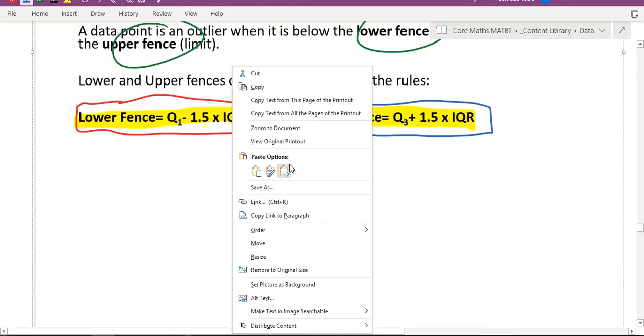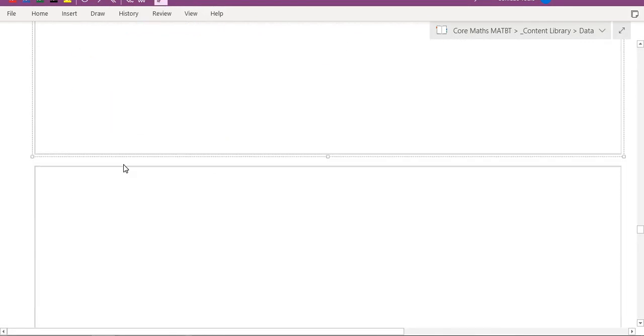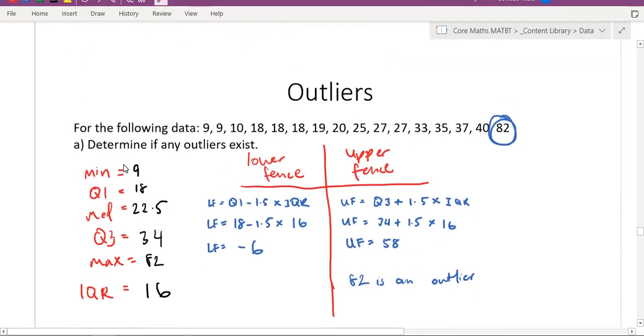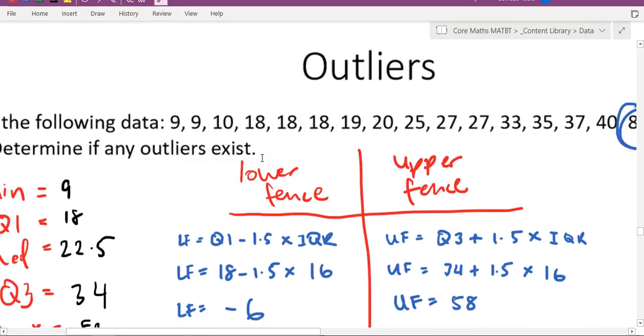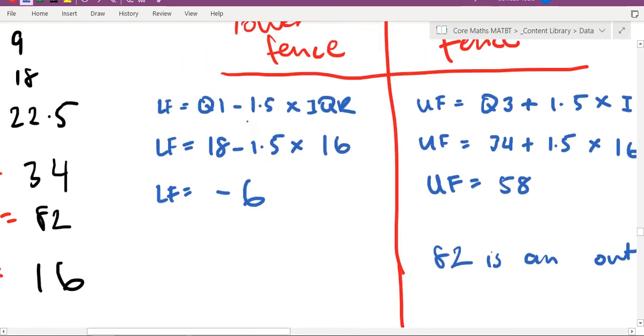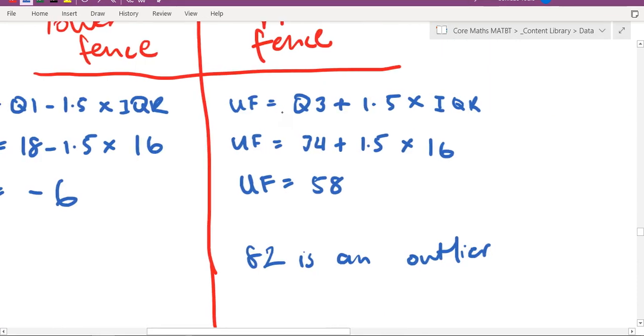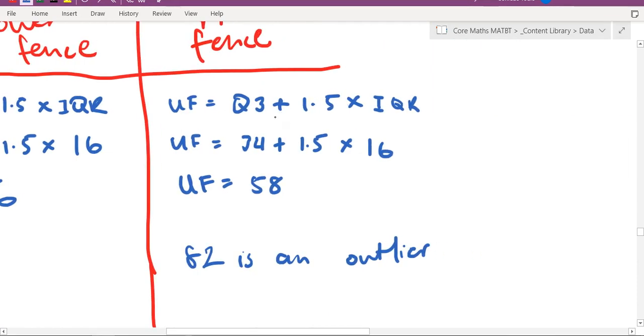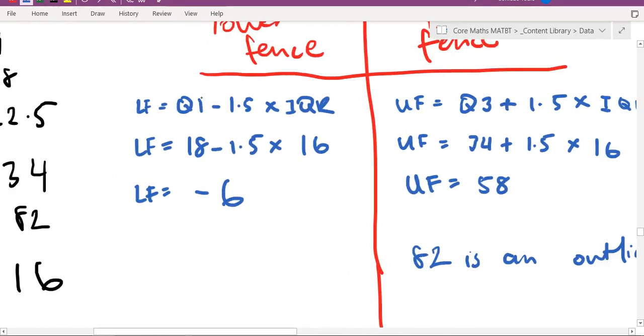Is it always you're taking away or plussing 1.5? Yes. If it's the lower fence, have a look at the formula: it's going to be Q1 minus 1.5 times IQR. It's always 1.5. If it's the upper fence, it's going to be Q3 plus. And the 1.5 is used because it's basically 50%, if you think about it. All right, I'll stop there.